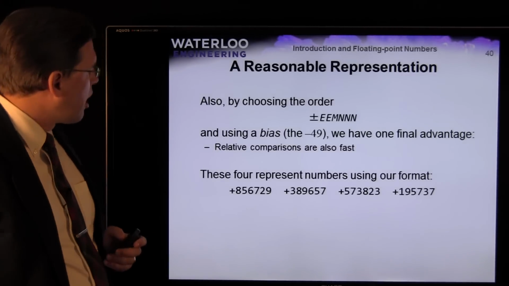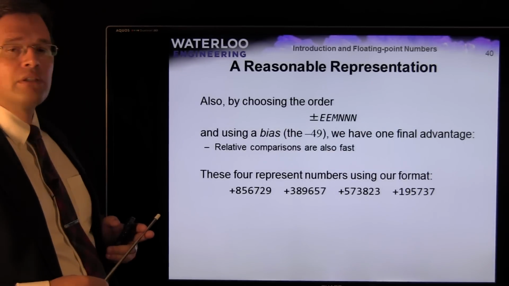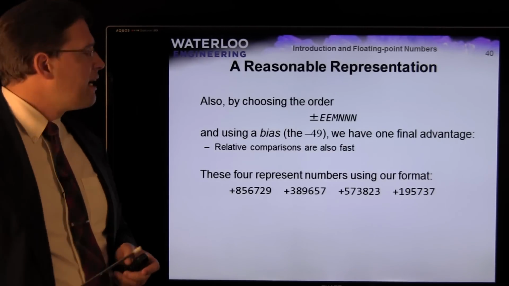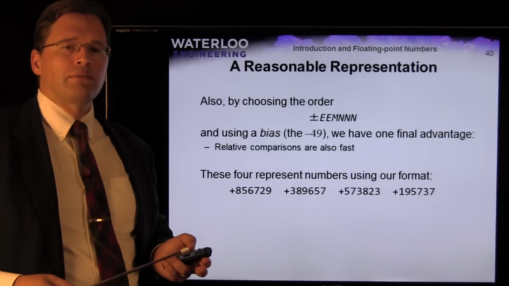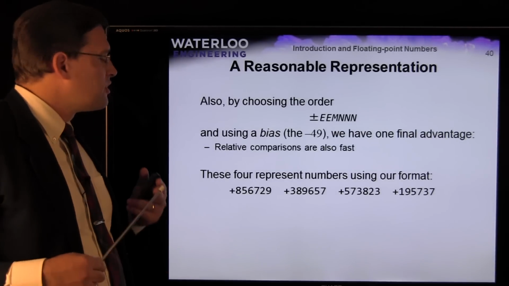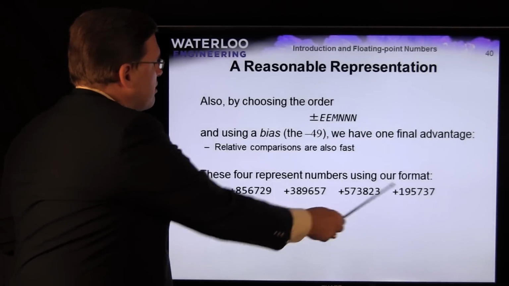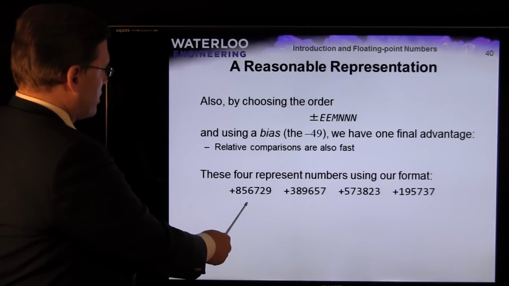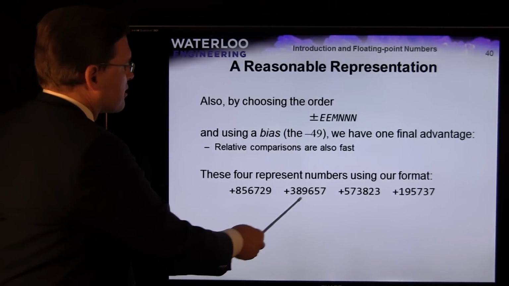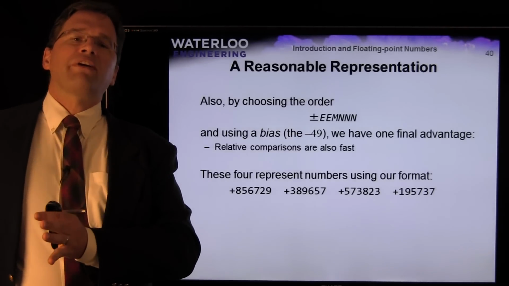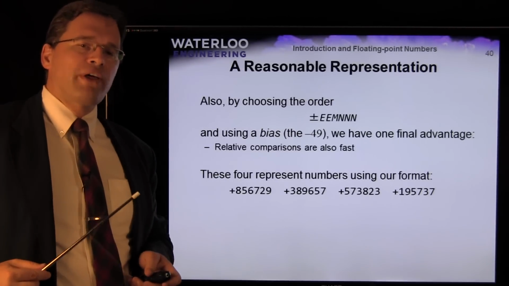Now here are four representations of numbers. Which of these represents the largest actual real number, and which represents the smallest? Well, fortunately, just like before, all we do is look at the relative magnitude as integers. This is the largest, this is the next largest, that's the next largest, and that's the smallest. Well, the actual numbers they represent also follow that order.